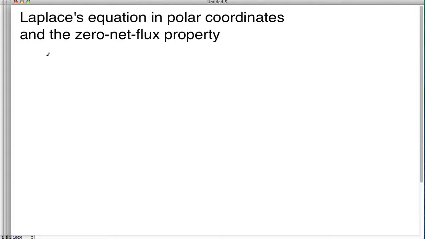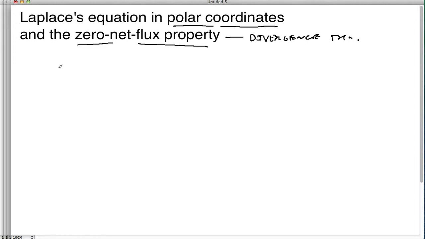Welcome. Today we're going to talk about Laplace's equation in polar coordinates. That's one of our objectives today. And the other objective is to talk about a property of solutions of the Laplace equation, which is called the zero-net-flux property. And this is really a consequence of the divergence theorem. So let's talk about these two goals and why we want to put them together.